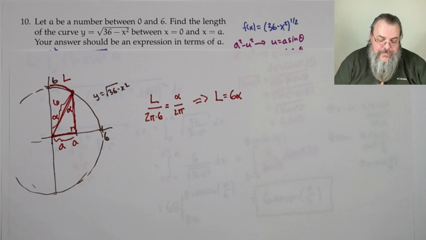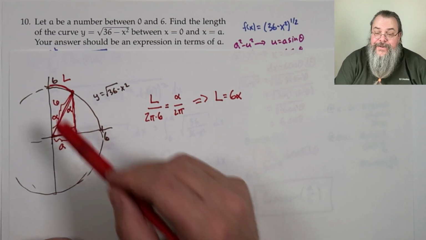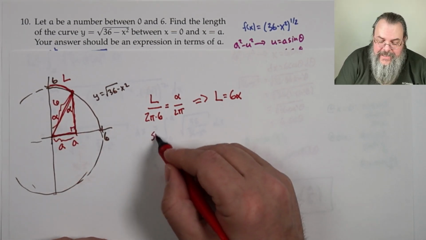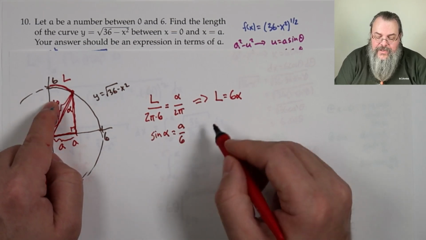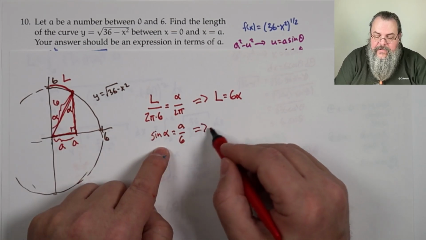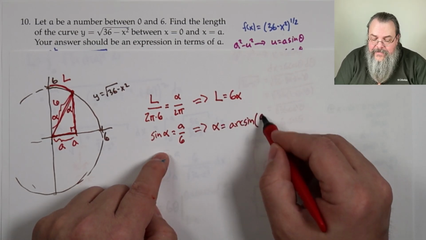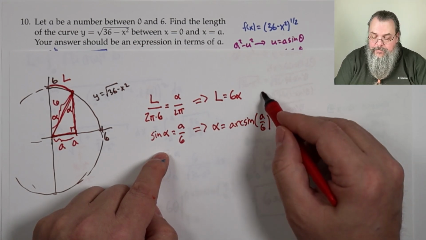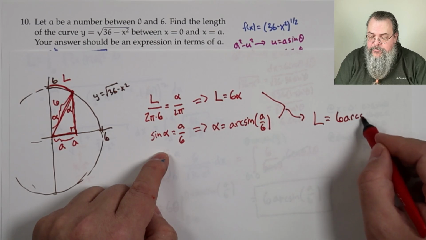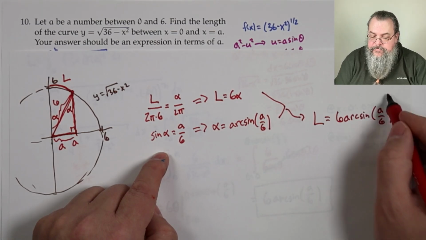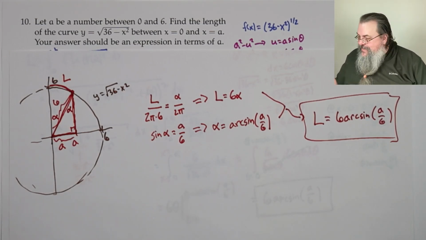Now look at the picture. What sides do we know in relationship to alpha? We know opposite and hypotenuse. So sine of alpha is the opposite over the hypotenuse. Well, now solve for alpha. That says that alpha is equal to arc sine of a over 6. And you put these two together, and you get that the length is equal to 6 arc sine of a over 6. And so you can, again, do this problem without any calculus.